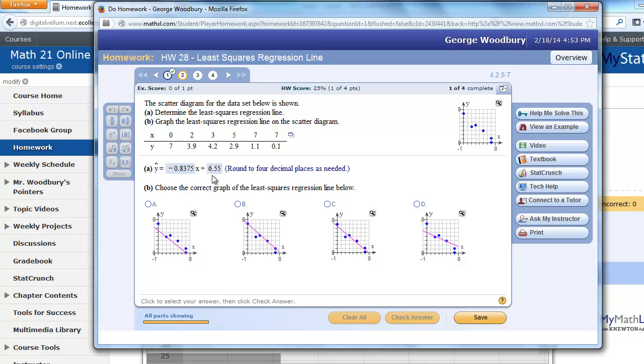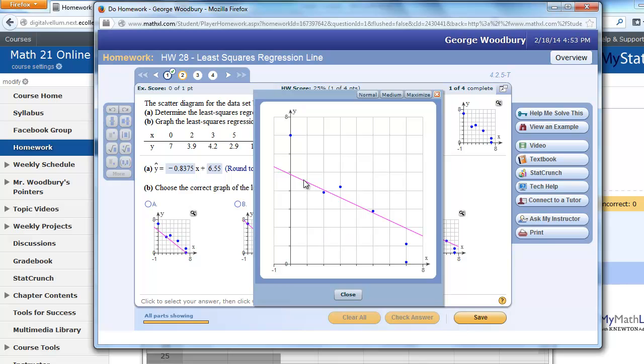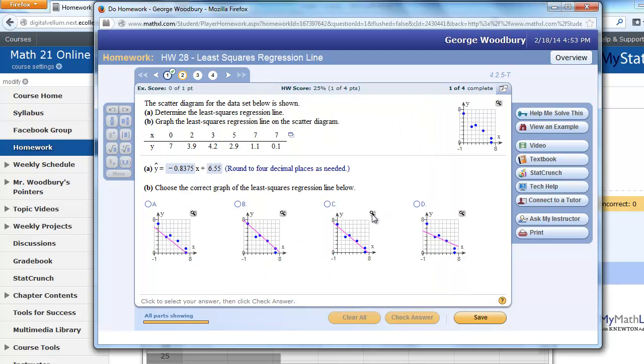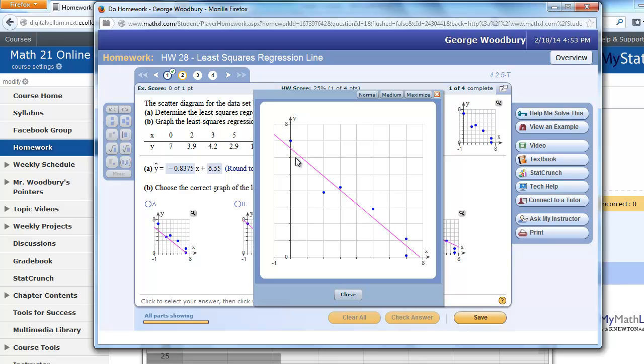For the second part, I need to graph the least squares regression line. And so I know that the y-intercept is at 6.55. Let's look on the magnifying glass. When I look at this graph, 1, 2, 3, 4, this crosses below 5, so that's no good. Let's take a look at this one. This crosses at about 6.5, so it's a candidate.